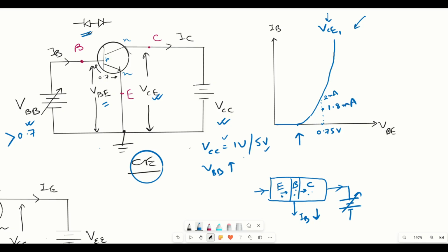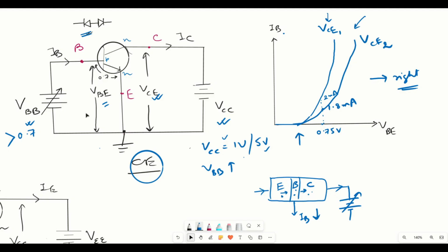So if that is the case, then the graph will be changed to this, right? So this is VCE2. As we have understood, as we increase the output voltage, the input current decreases. So if the input current decreases, then the response shifts towards the right. So this is the input characteristics of common emitter.